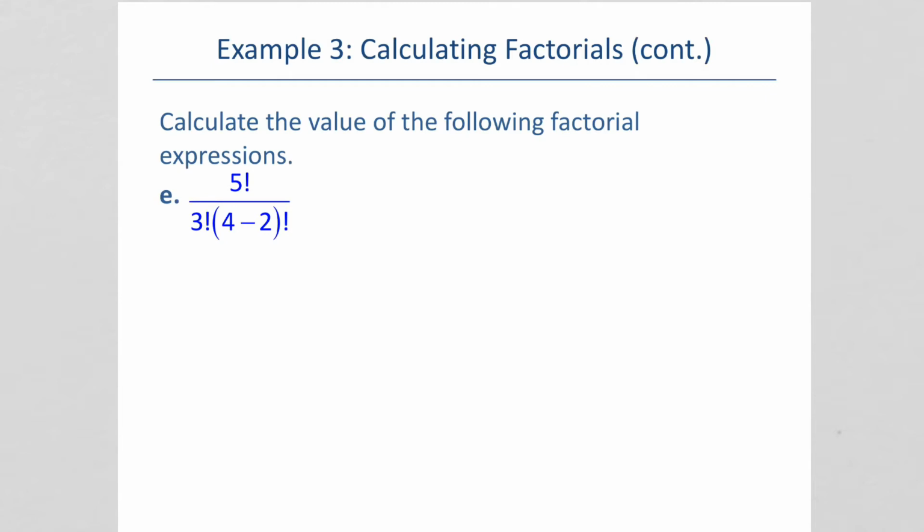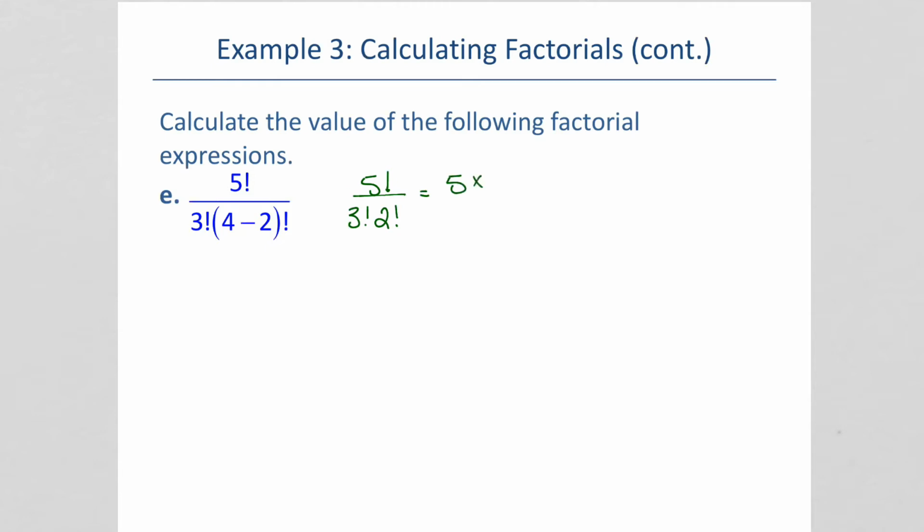And the last one, 5 factorial over 3 factorial times 4 minus 2 factorial. So we're going to go ahead and reduce in the parentheses there, so we know what we can cancel out. 4 minus 2 is 2, so that'll be 3 factorial times 2 factorial. I'm going to make sure that we can either cancel out the 3 factorials or the 2s. Better to cancel out the higher one.